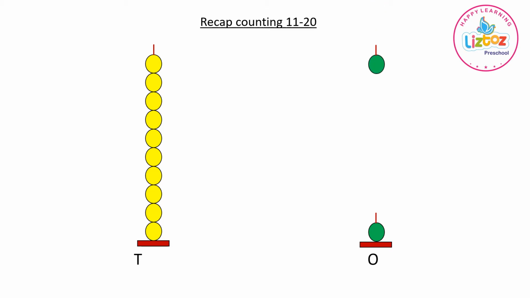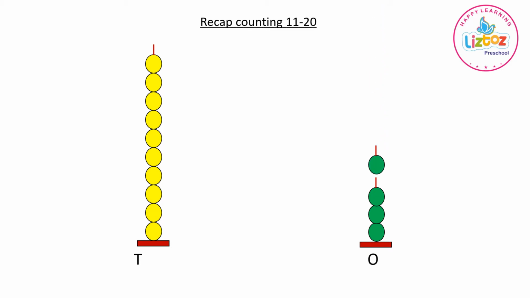Now see here, children. In ones place, 2 are there. But in tens place, 1 tens. So, 1 and 2. 12. Now look at the ones place. Ones place le எத்தனை balls வரப்போகுது? 3. But in tens place, how many group are there? 1. So, 1 tens and 3 ones. 1, 3, 13.